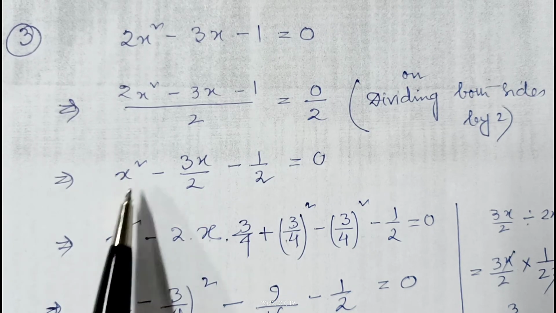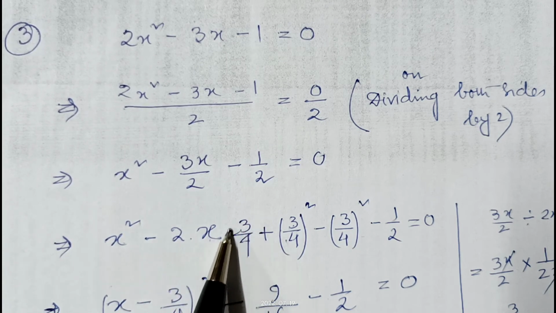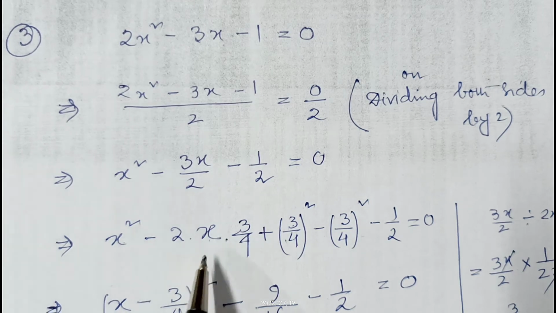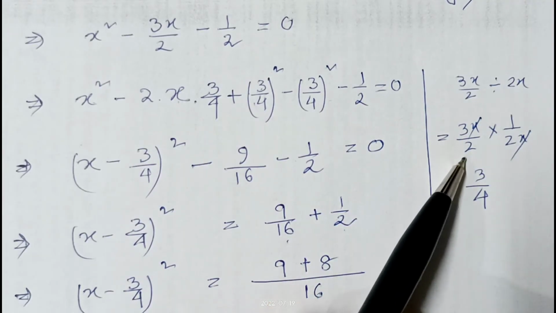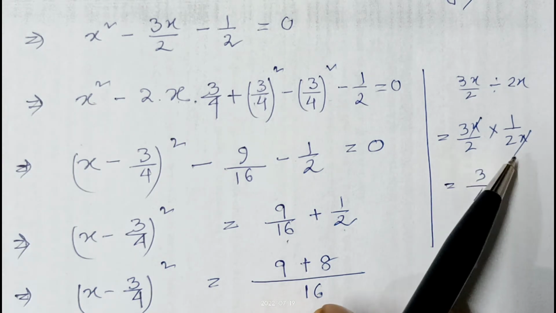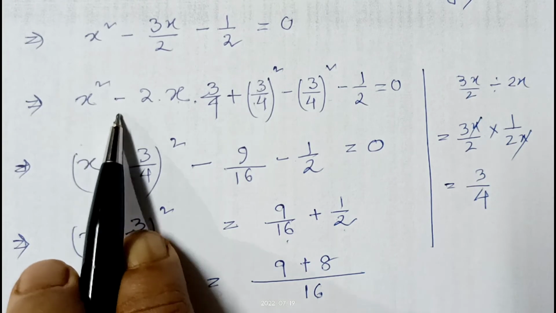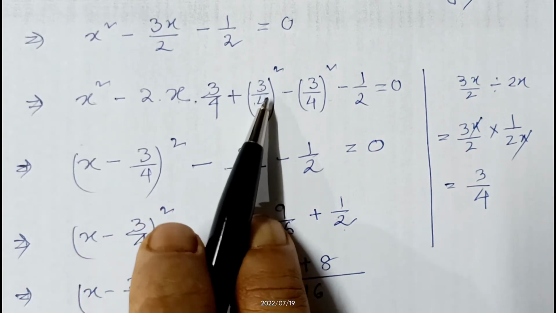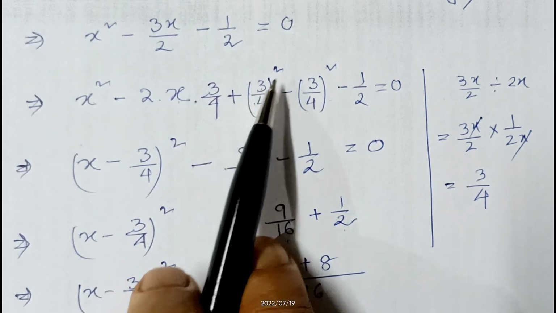Here a is x, so a² minus twice ab. For getting b, we have to divide 3x/2 by twice x. So 3x/2 divided by 2x will be 3x/2 into 1/(2x). x and x cancel, it will be 3/4. So it will be x² minus twice x into 3/4 plus b². Since b we got 3/4, we have to write (3/4)².